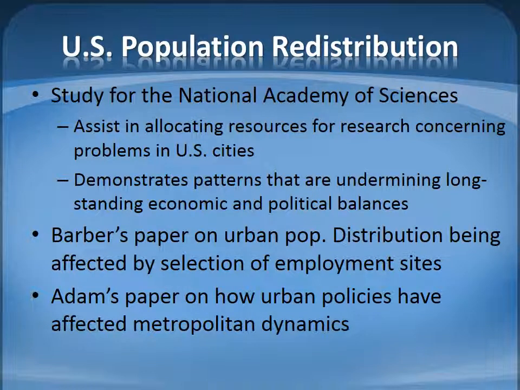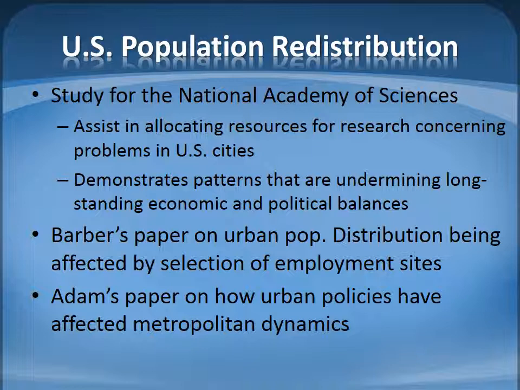Next, it talked about U.S. population redistribution. There was a study for the National Academy of Sciences in order to assist in allocating resources for research concerning problems in U.S. cities, and it demonstrated patterns of population redistribution that were undermining longstanding economic and political balances.